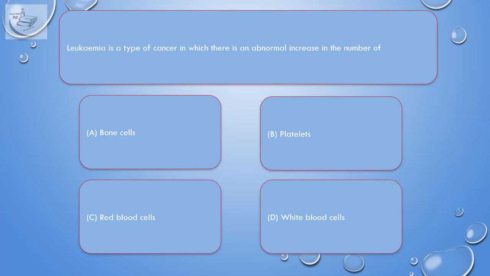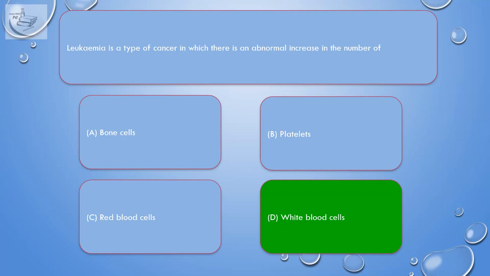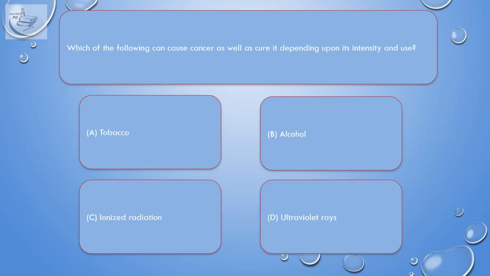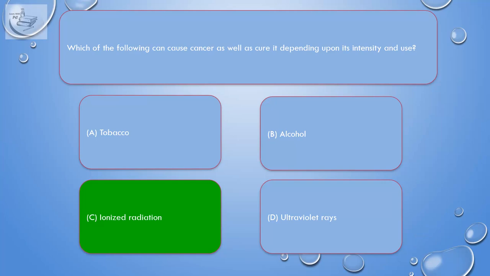Question: Leukemia is a type of cancer in which there is an abnormal increase in the number of A. bone cells, B. platelets, C. red blood cells, D. white blood cells. Correct answer is D. white blood cells. Question: Which of the following can cause cancer as well as cure it depending upon its intensity and use? A. tobacco, B. alcohol, C. ionized radiation, D. ultraviolet rays. Correct answer is C. ionized radiation.